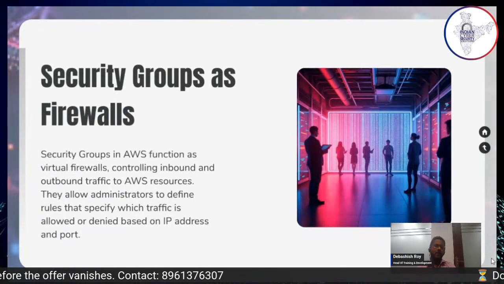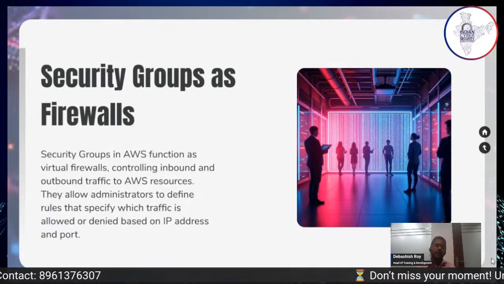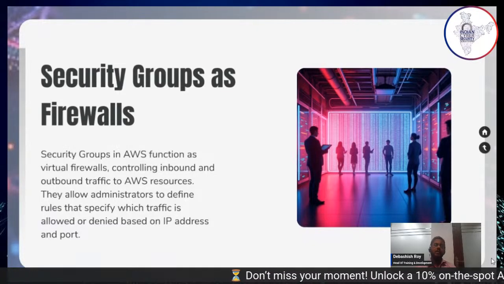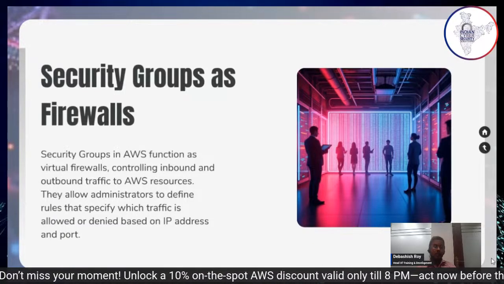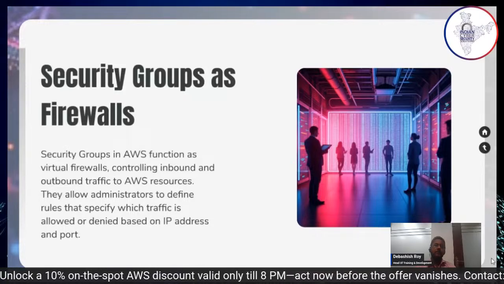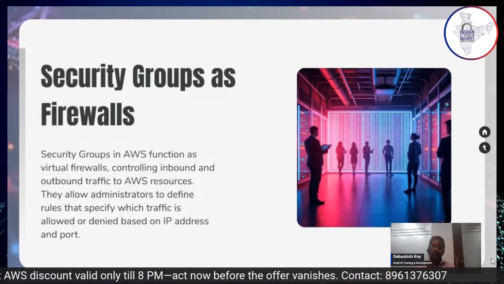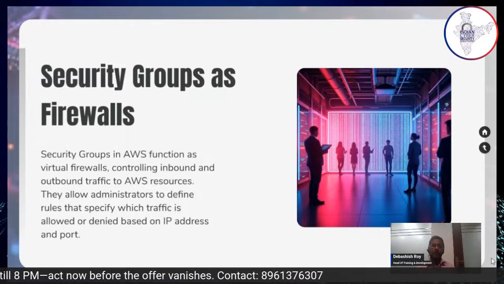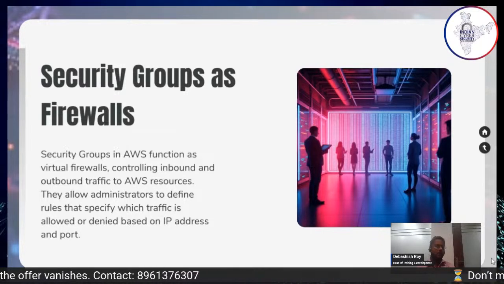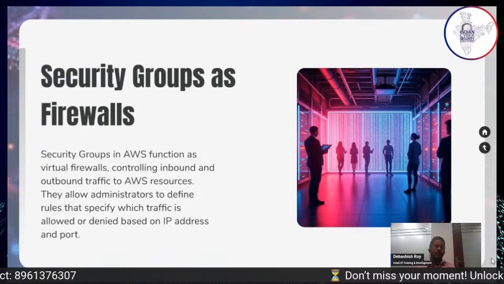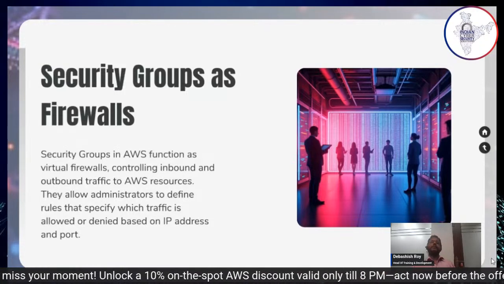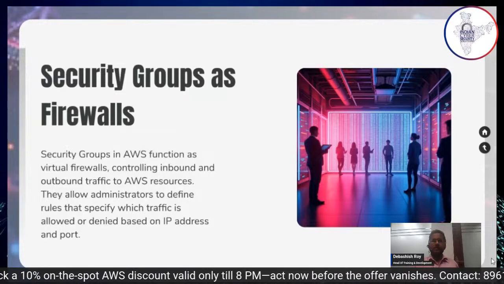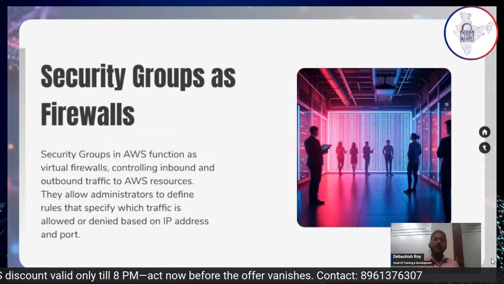And then security groups as firewalls. Definitely you should have some firewall rules, like whenever you are going to launch any EC2 instance, then you create the security groups, NSG, network security group, or network ACL. So security groups in AWS function as virtual firewalls. So you are not having any physical firewall there, but it is acting as a software firewall, controlling inbound and outbound traffic to our AWS resources. And they allow administrators to define rules, definitely, to specify which traffic is allowed and which traffic is denied based on IP address, port number, both. So this rule may allow that RDP traffic is allowed or SSH is denied. So you can do anything, and this is a very granular access to this firewall.